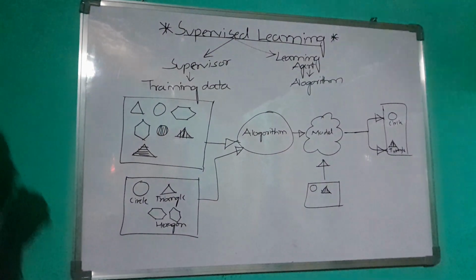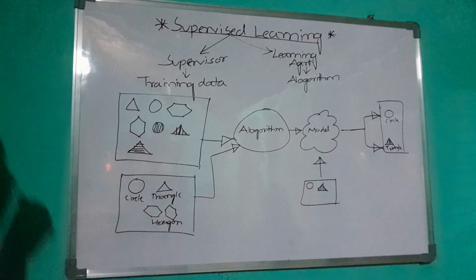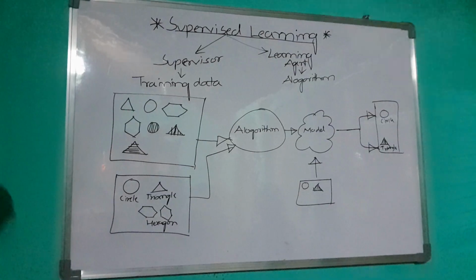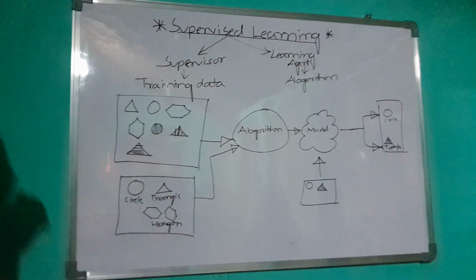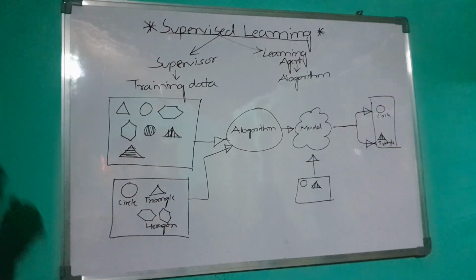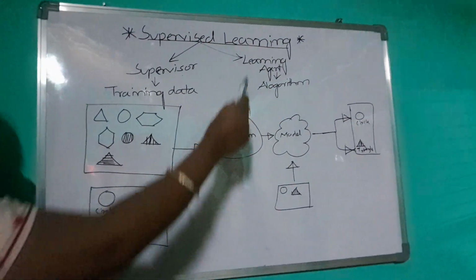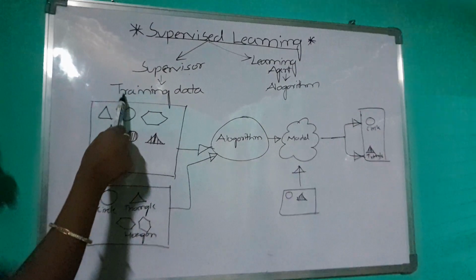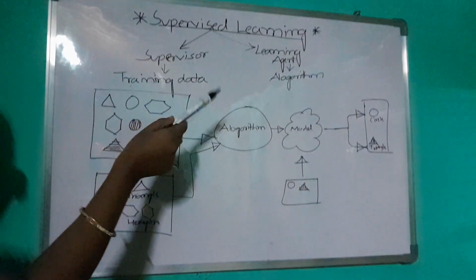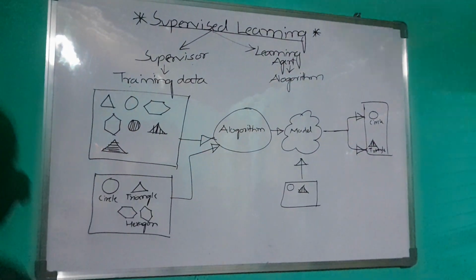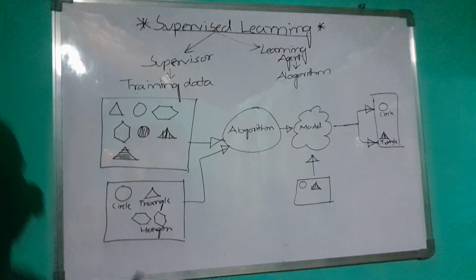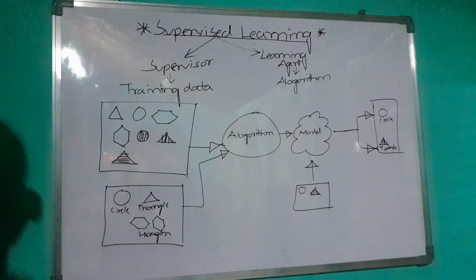To computer science tutorials. Today we are going to see about the supervised learning technique. In supervised learning technique, we talk about two agents, supervisor and learning agent. Training data acts as supervisor and algorithm. Our machine learning algorithm acts as learning agent. Learning agent learns from the training data.